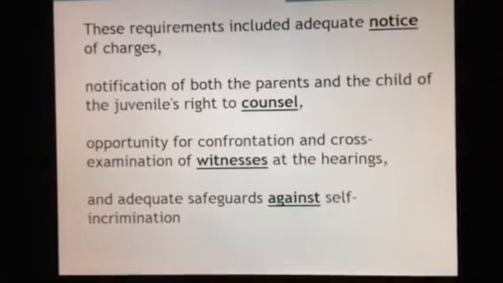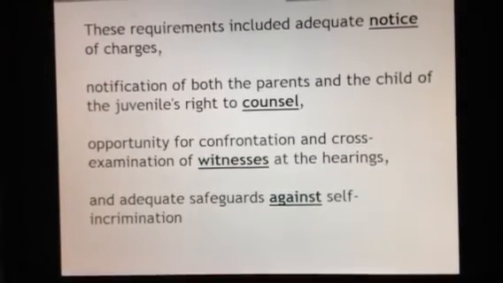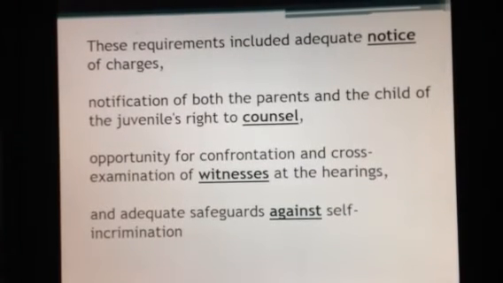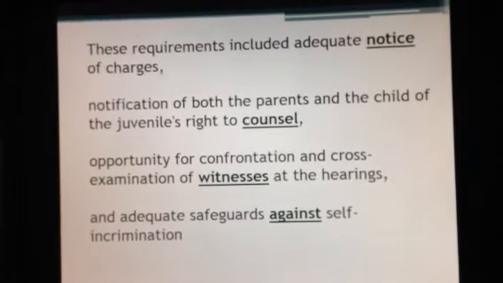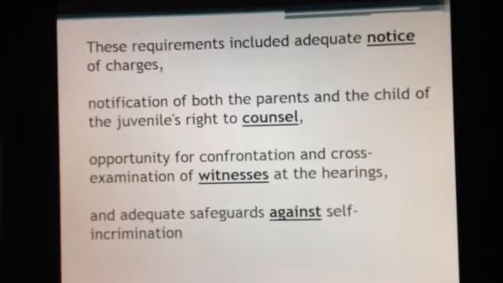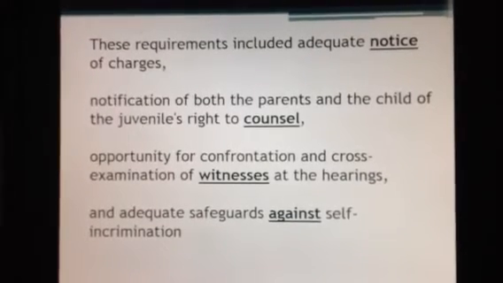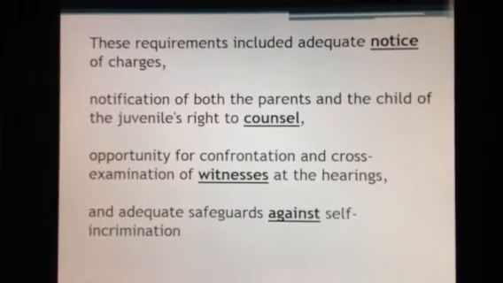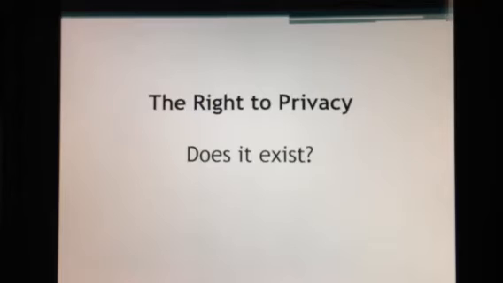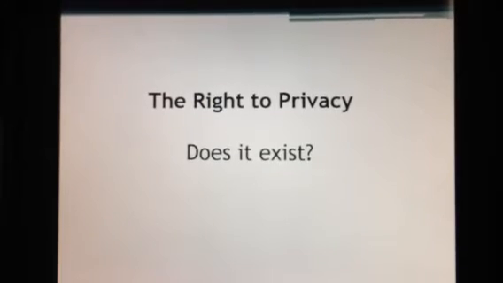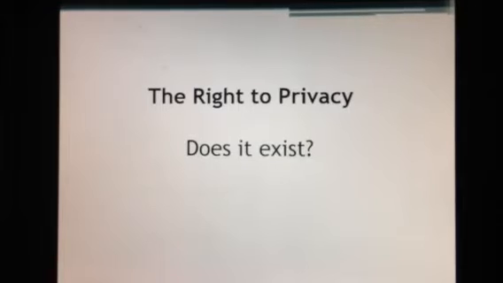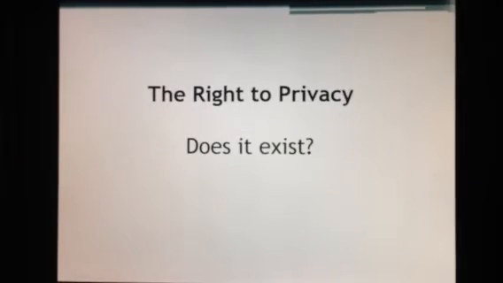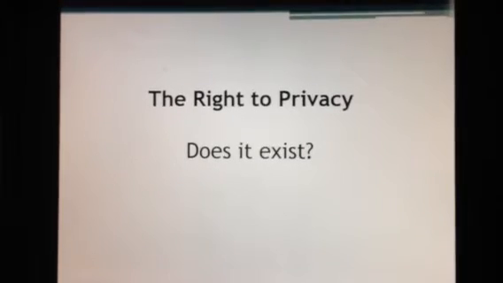These requirements included adequate notice of charges, notification of both the parents and the child, the child's or juvenile's right to counsel, the opportunity to confront and cross-examine witnesses, and adequate safeguards against self-incrimination. These are your Fifth and Sixth Amendment rights. So, before we move on to Roe versus Wade, the question we want to address now is the right to privacy. But in conclusion, certainly, yes, minors have the same due process and equal protection rights as adults.